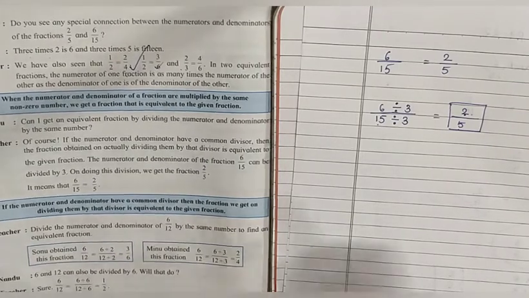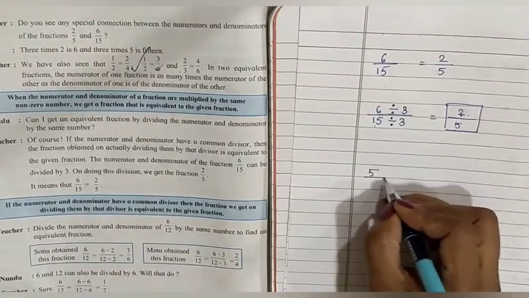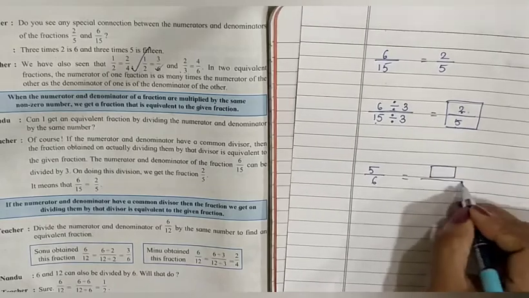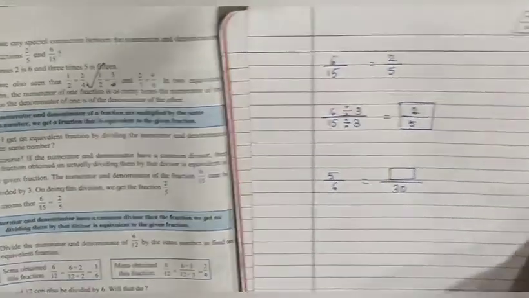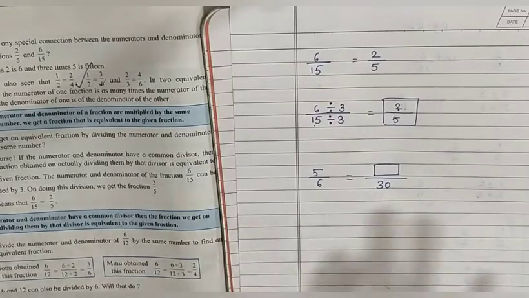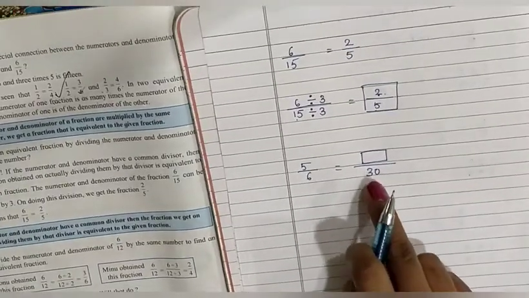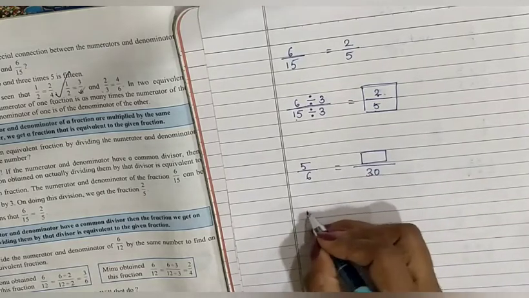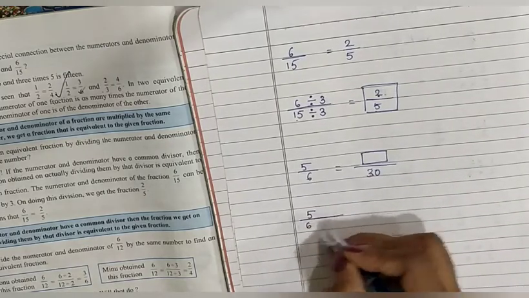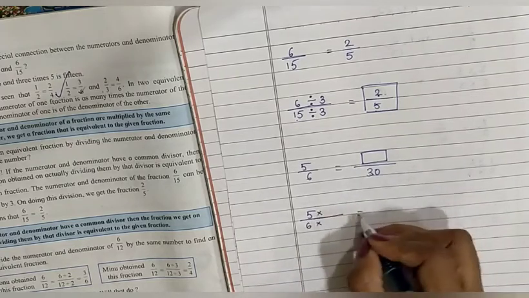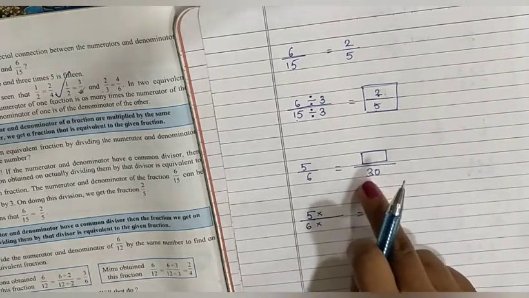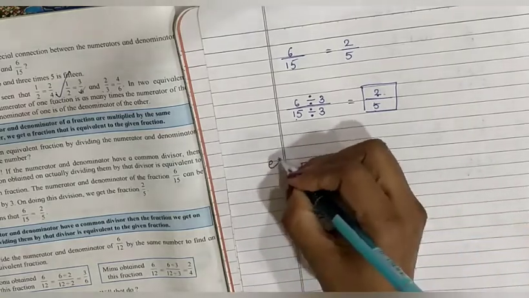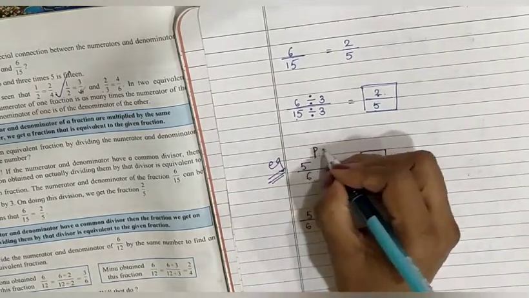So 5 upon 6, for example, 5 upon 6 is equal to this. I will solve the entire exercise, don't worry, I just want you all to understand how to get the answer. Now this is 30. Okay, so let us see. 5 upon 6, you have to multiply because on the right side your number is big, so you will multiply. This is an example sum on page number 22.